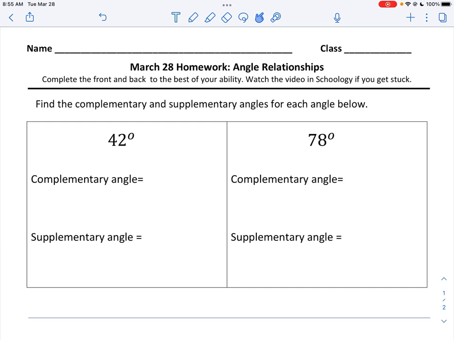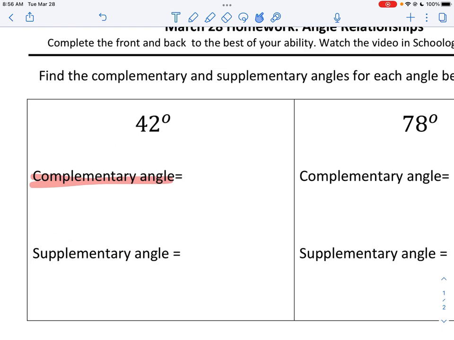Hello, sixth graders. Today we talked about angle relationships and the words complementary and supplementary. You can use your notes for this, or maybe you're starting to remember what number each of those mean. So I'm going to look at the first one, the one that says complementary.